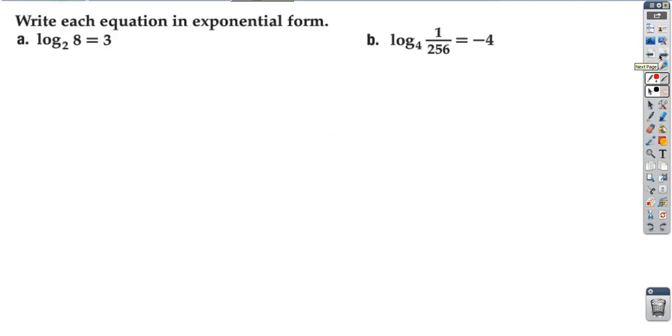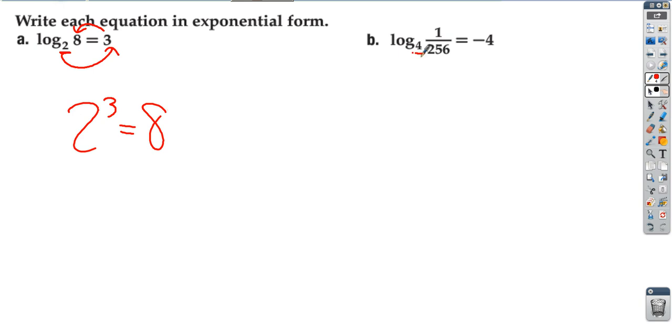So let's do a couple more of these. We want to write each of these in exponent form. So the log base 2 of 8 is equal to 3. That means take this base, raise it to that power, and get this answer. So that means 2 to the third power is equal to 8. That's how you write that in exponent form.